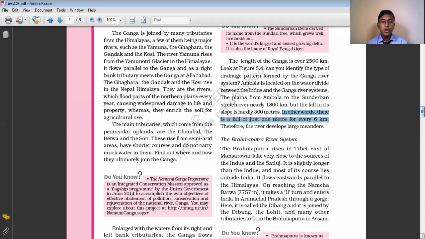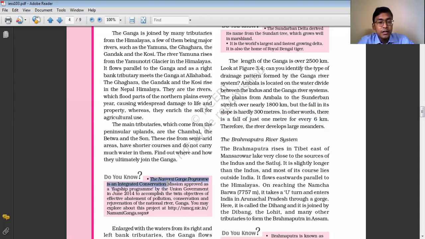In order to reduce the pollution of river Ganga, to rejuvenate the river, the government has launched a program. The government has launched a program to reduce the pollution in river Ganga and rejuvenate it. The name of the program is the Namami Gange program.